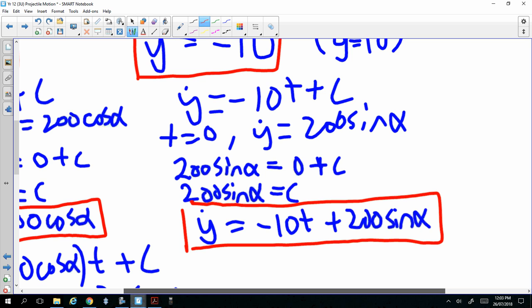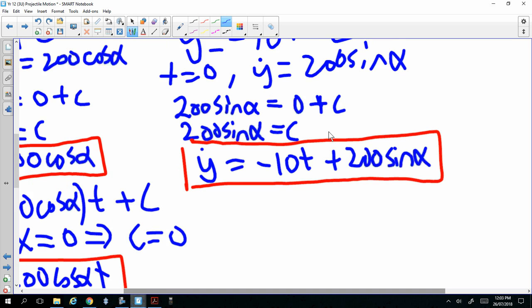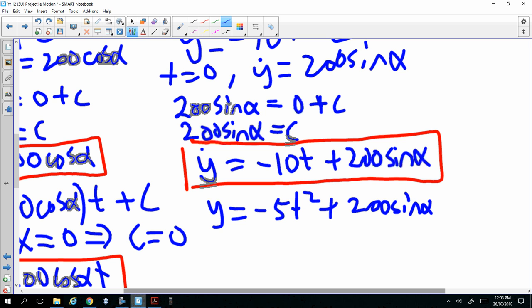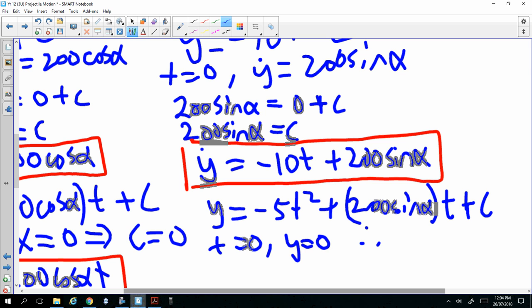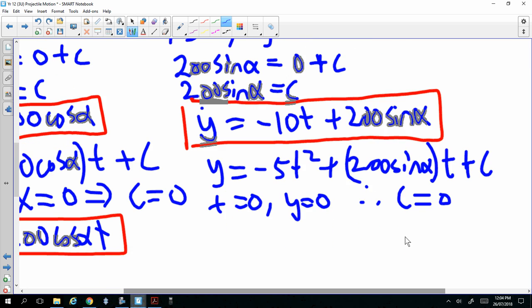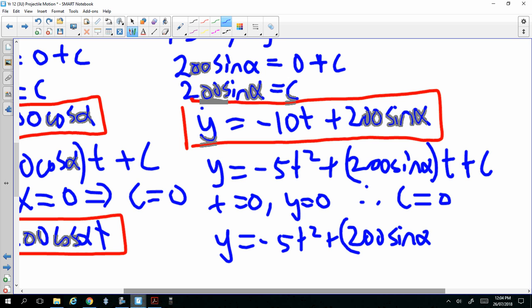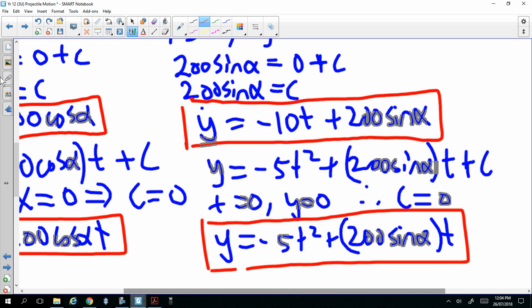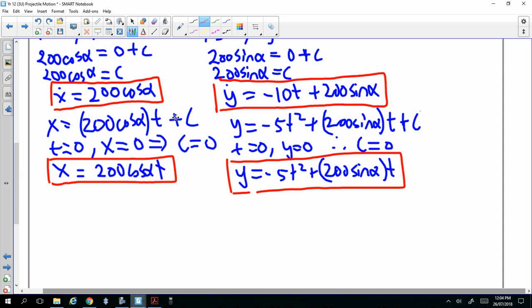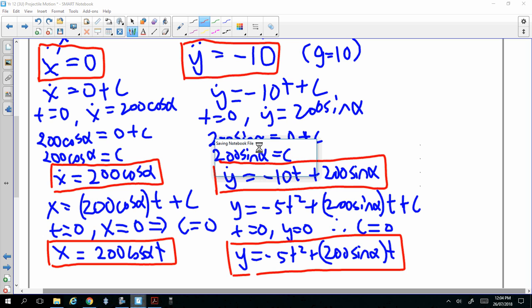And then we continue. We find y equals negative 5t squared plus 200 sine alpha, remember it's a constant, times t plus c. And like before, when t is 0, y is 0, therefore c is 0. So you write down y equals negative 5t squared plus 200 sine alpha times t. So we've got the sixth equation of motion, which we'll use to answer the question. So you get 6 equations. I'll give you a minute or two to complete the working.